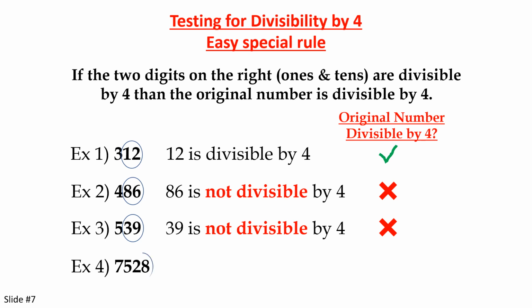7,528. So I just look at the 28. 28 is divisible by 4. So that means 7,528 is divisible by 4.